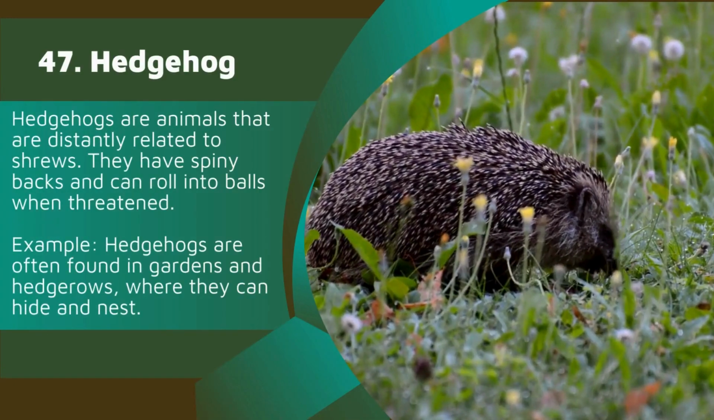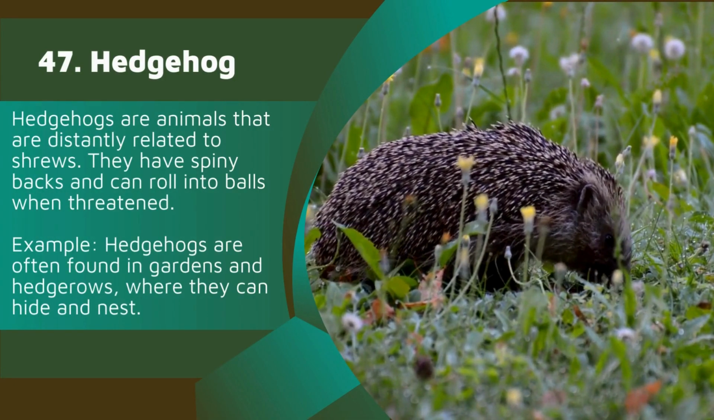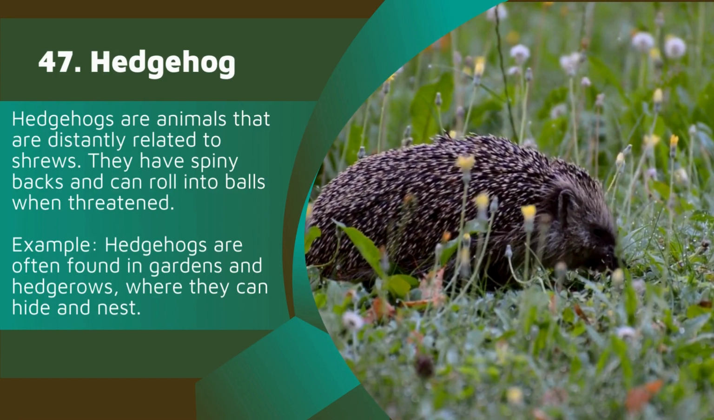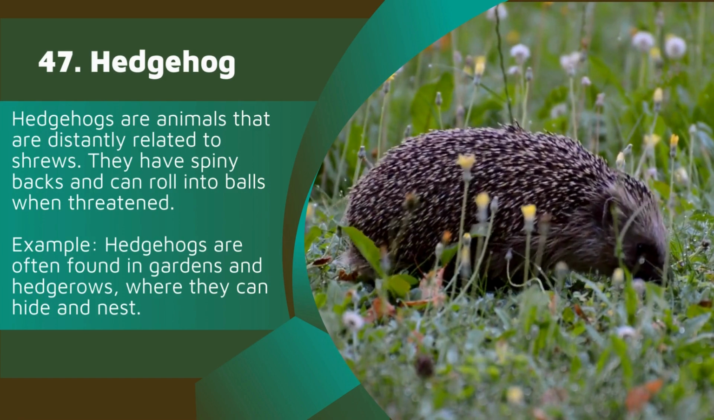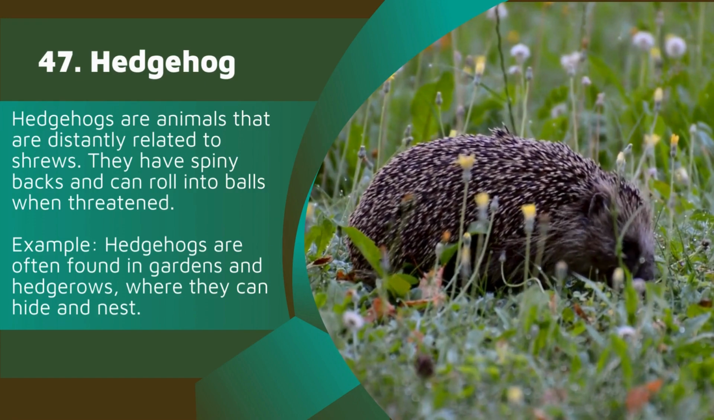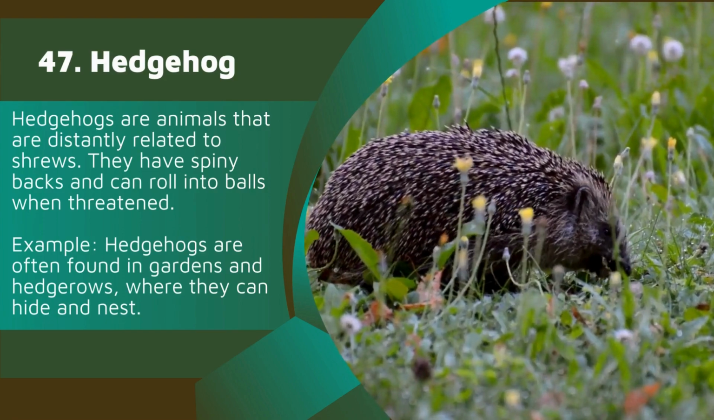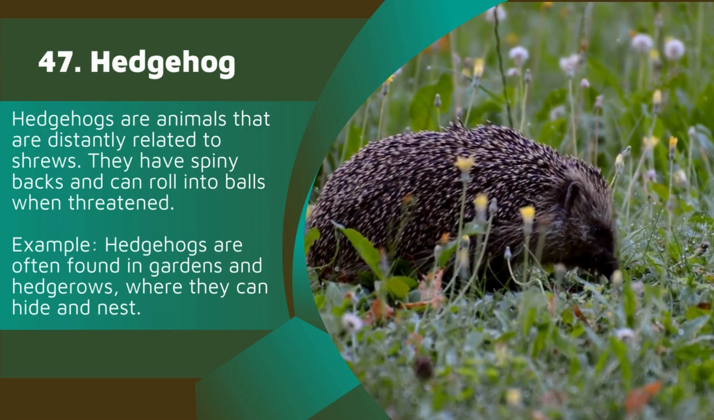47. Hedgehog. Hedgehogs are animals that are distantly related to shrews. They have spiny backs and can roll into balls when threatened. Example, hedgehogs are often found in gardens and hedgerows, where they can hide and nest.